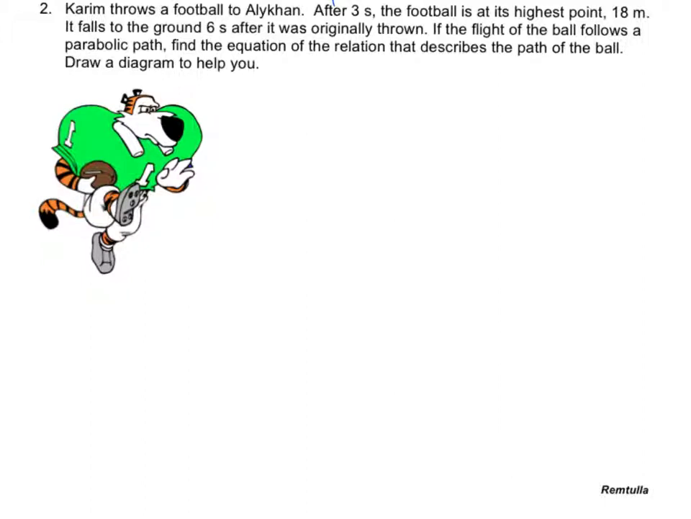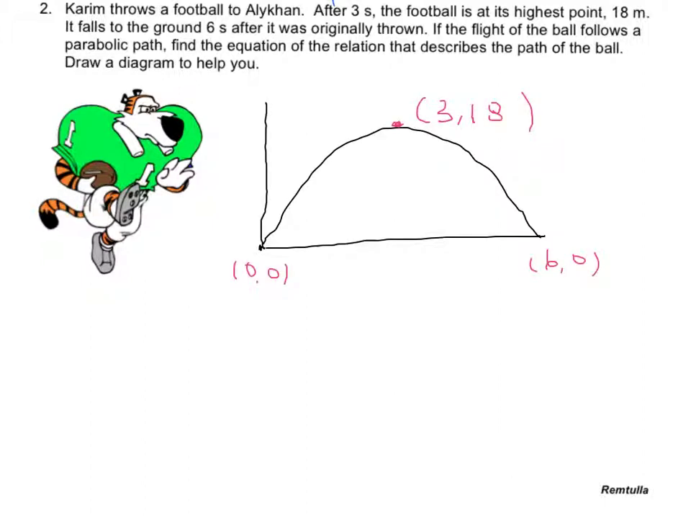So start with the diagram. If I draw this diagram, I have a parabola that starts at (0, 0). 6 seconds later, it hits the ground at (6, 0), and I know that its vertex, or its highest point, is here at (3, 18), which happens to be on the axis of symmetry. Well, it says find the equation.